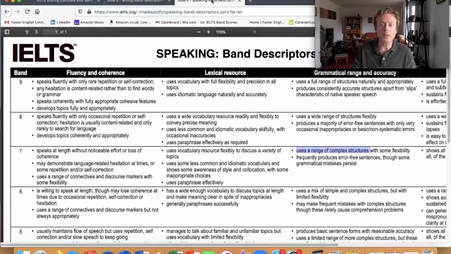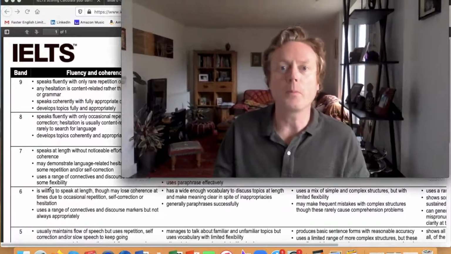And similarly, on the speaking band descriptors, level 7, grammatical range and accuracy uses a range of complex structures. So for your productive English, your speaking and writing, to get above 7, you need to use a range of complex structures. Okay, second thing, what are they?